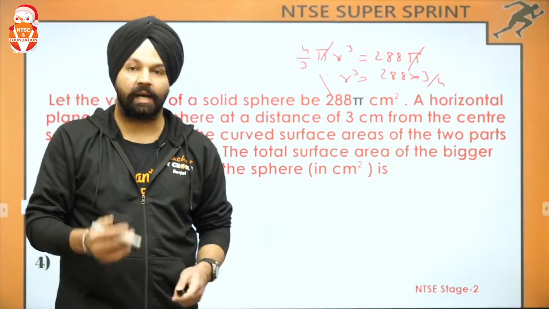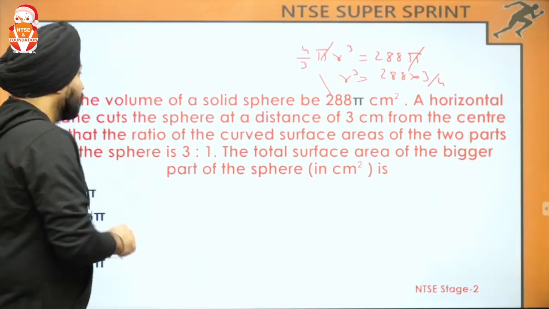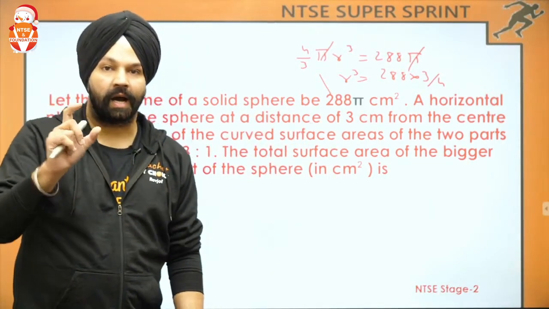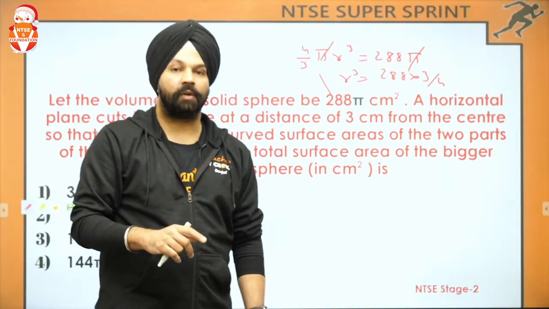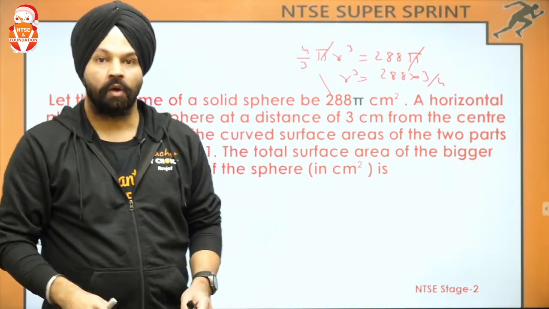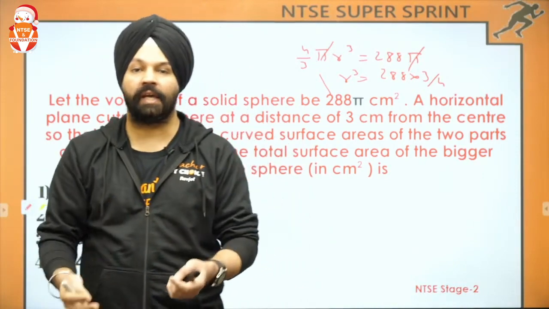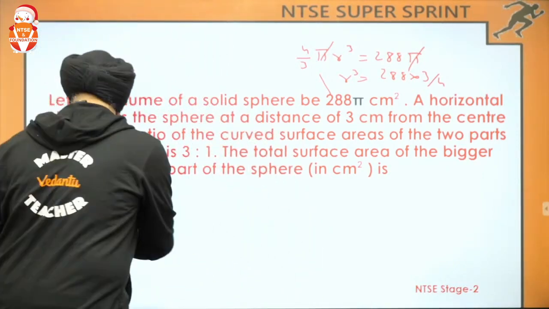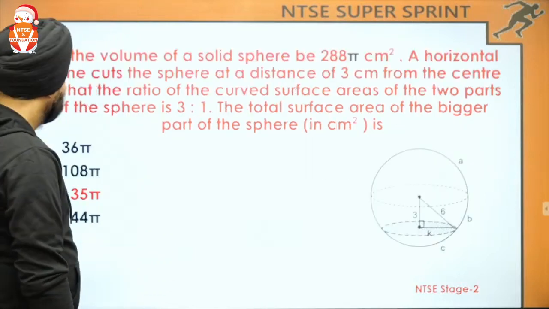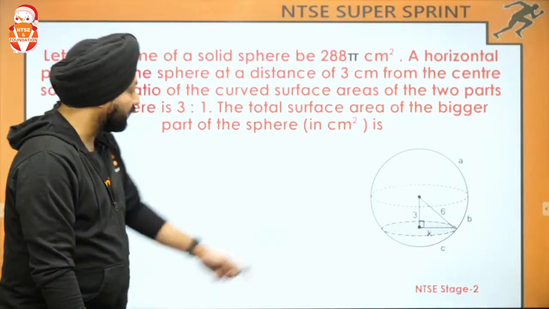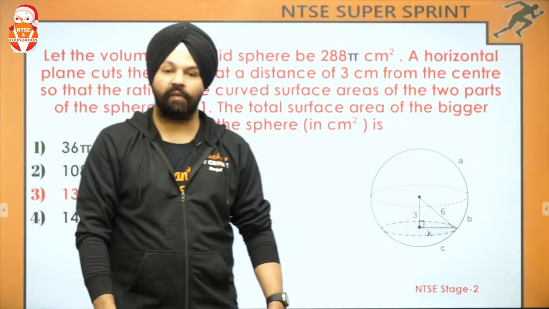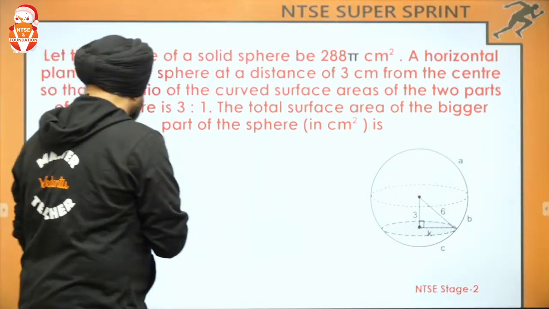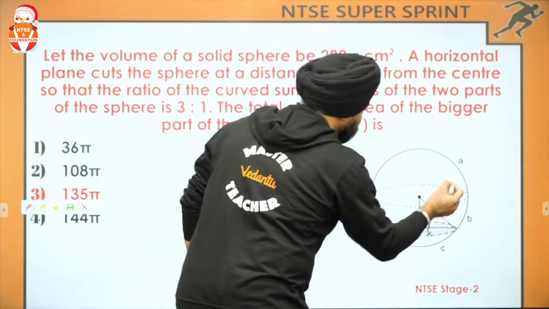So now we move the story forward from here. I repeat, we have been told the volume. From the volume we shall be calculating r, and from r we shall be calculating the total surface area of the full sphere. After that we will understand what the question is saying, and how we can apply a shortcut on it. So the answer is 135 pi and the diagram is now in front of you, right? Let me make this diagram a little darker. There is a sphere.